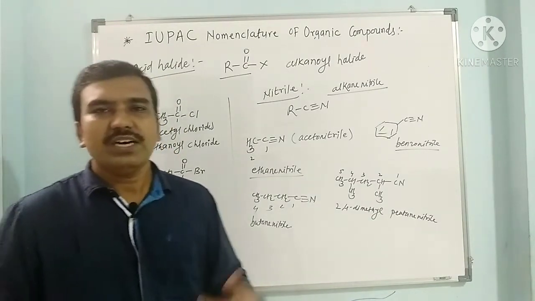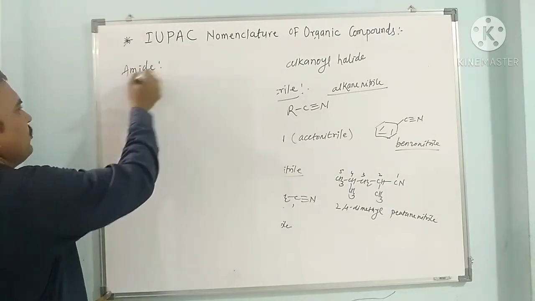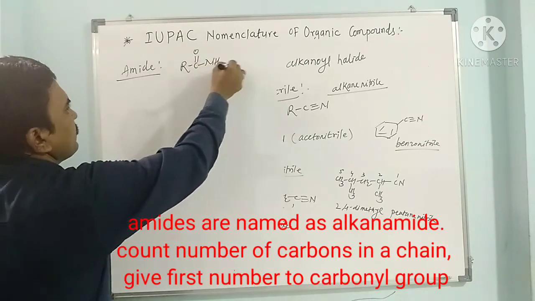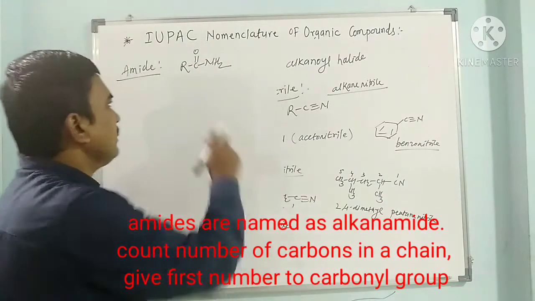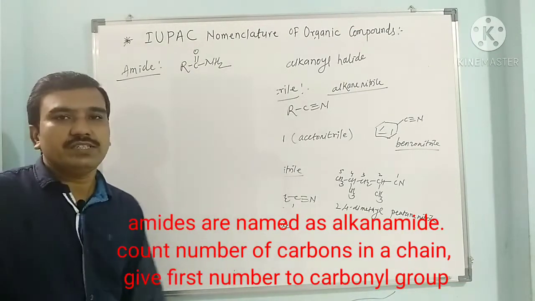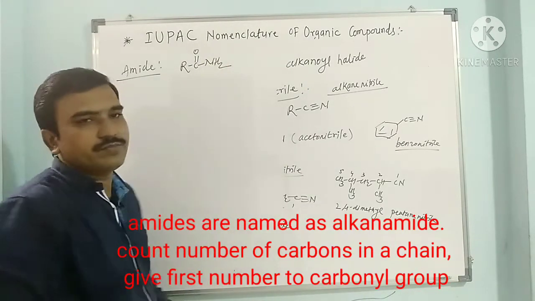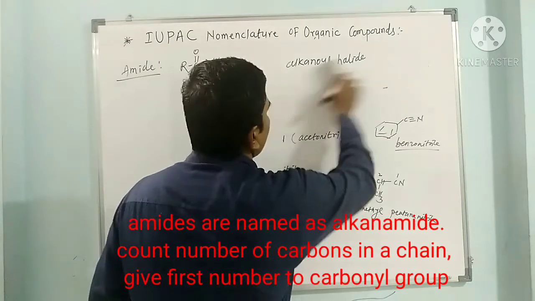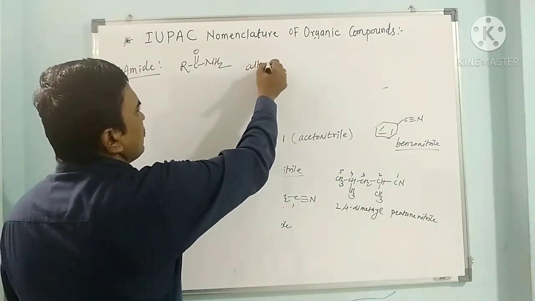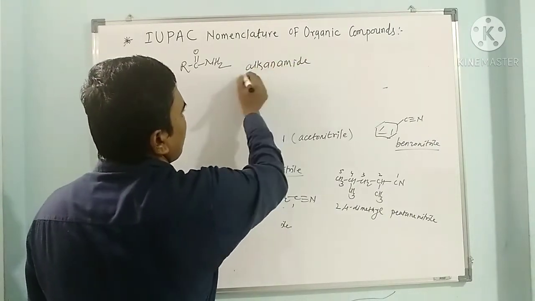Next compound we have to see is amide. These are also called carboxamides. Amide has the general formula RCONH2. We have seen primary amines RNH2. Only insert a carbonyl between the amino group and the alkyl group in the amine, and this becomes an amide. Amides are named as alkanamide. The last E of alkane is replaced with amide. So these are called alkanamide.